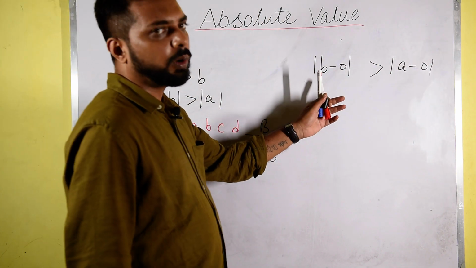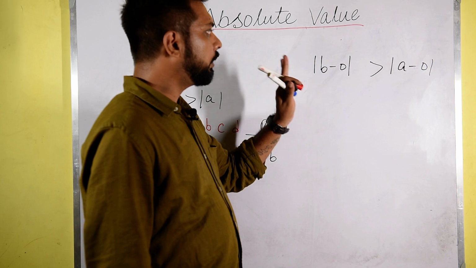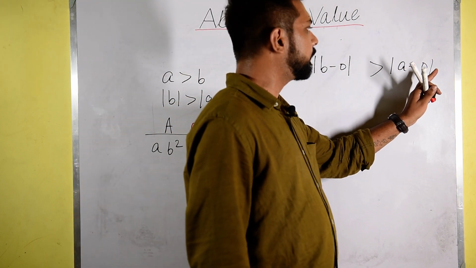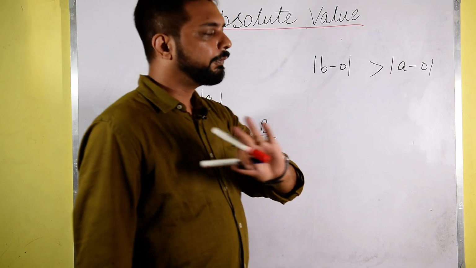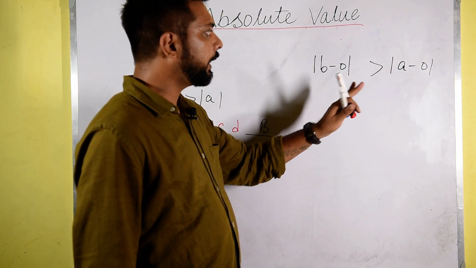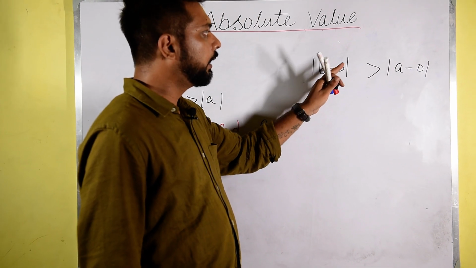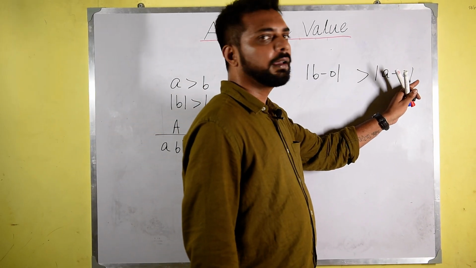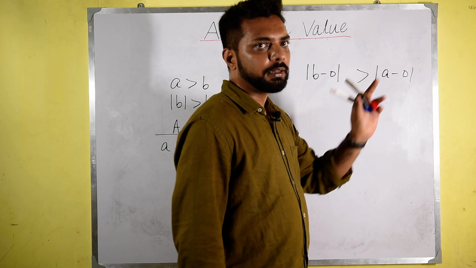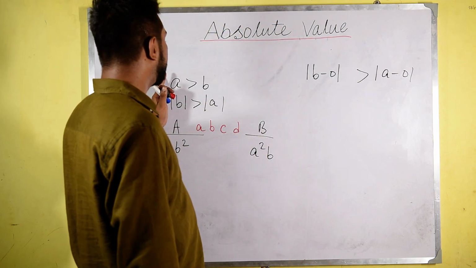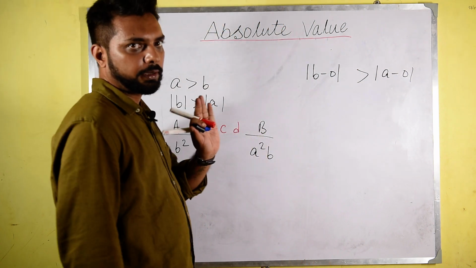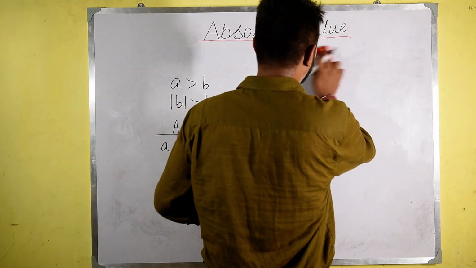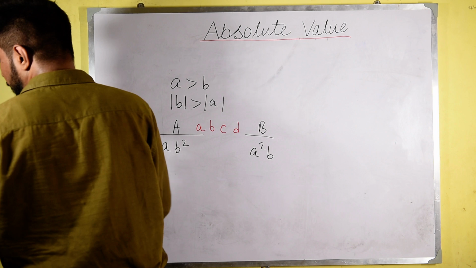So this is representing the distance of B from the origin, and this is representing the distance of A from the origin. So if I interpret them properly, I can say that the distance of B from 0 should be greater than the distance of A from the origin, keeping in mind that the value of A should be greater than B, right? Okay. So let me make a table for A and B quickly.